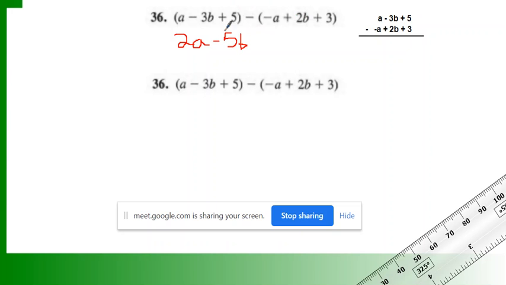Okay, could you please pick a boy for our last piece? 5 minus negative 3. Cole, all right, let's go, Cole. You got a tough one. 5 minus negative 3.